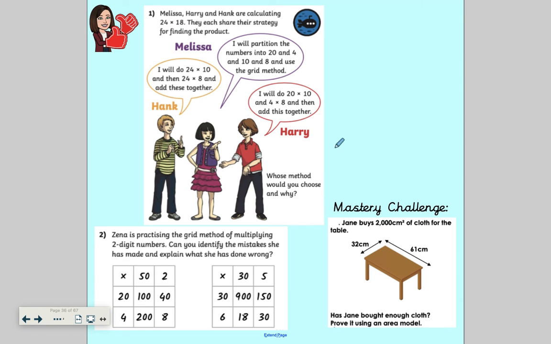And we also have our mastery challenges, and you must make sure that you explain using STEM sentences. So ask for why, meaning you must explain. Here we've got the word explain as well, so that must be done correctly. Then we have a mastery challenge. I'll be very impressed if people can prove this answer using an area model. And that is our maths for Monday morning.